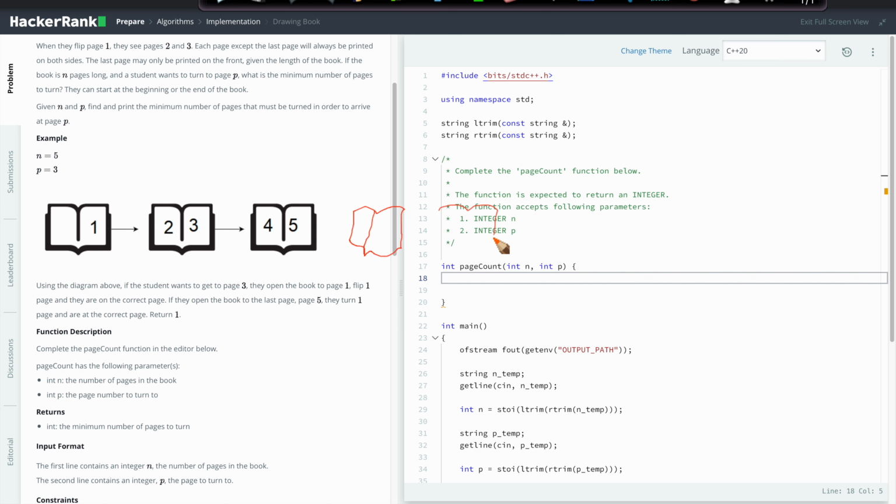Let's create some more pages inside the book. This is 4 5, this is 6 7 8 9. Here is p, p is 3, and here n is 5. Instead of 5, let's take it a little bit bigger, might be 9. If it is 9, then you know that there won't be any turn, so we have to return 0, that we will confirm. And if it is 8, same thing. So how do we find a formula for this?